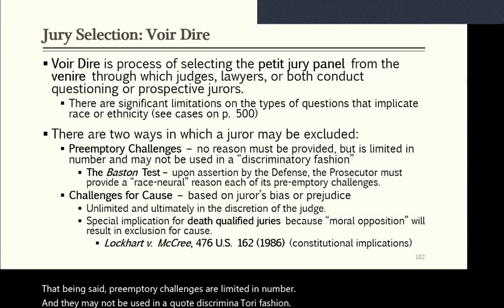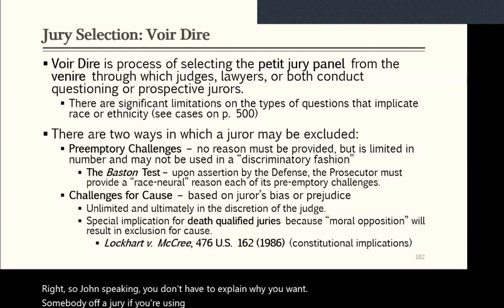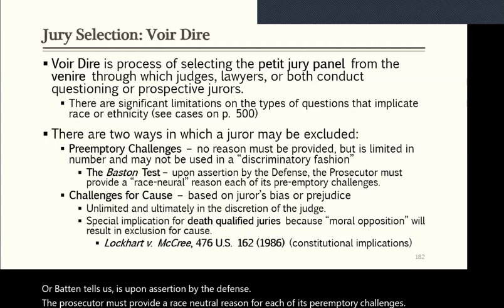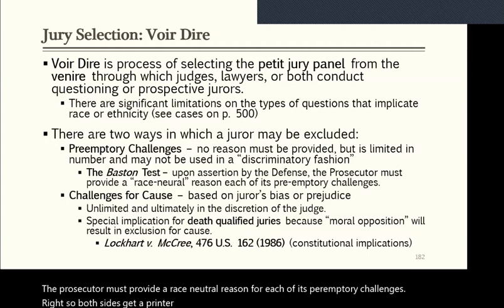Right, so generally speaking, you don't have to explain why you want somebody off a jury if you're using a peremptory challenge. It just happens. However, we did get the Batson test. What Batson tells us is upon assertion by the defense, the prosecutor must provide a race-neutral reason for each of its peremptory challenges. Right, so both sides get several peremptory challenges.